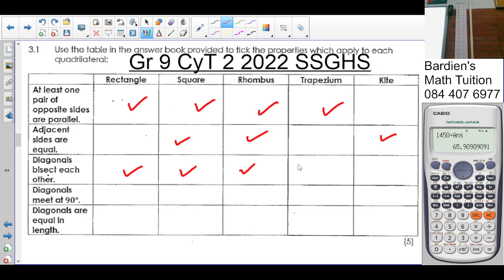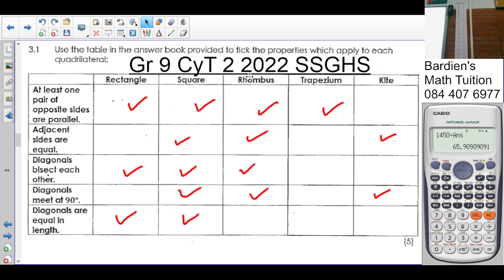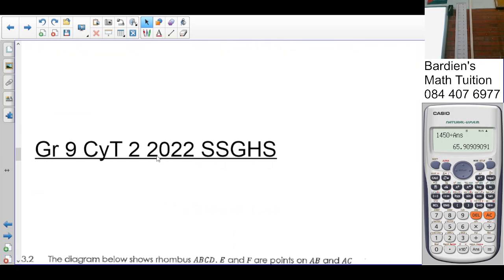But listen, the mark is given down, not across. So if you got everything in a rectangle right, you get the one mark. You understand? Right. The diagonals meet at 90 degrees: square, rhombus, kite. The diagonals are equal in length: only 2 of those, rectangle and square. Okay. Let me just see.